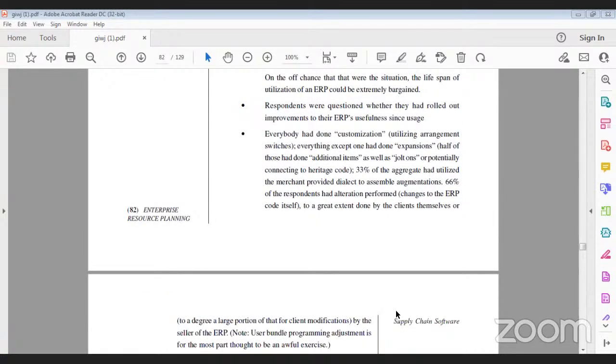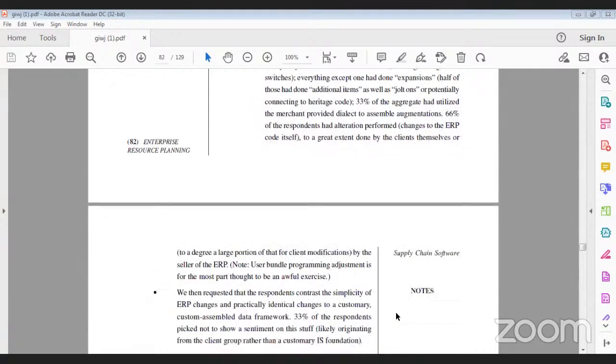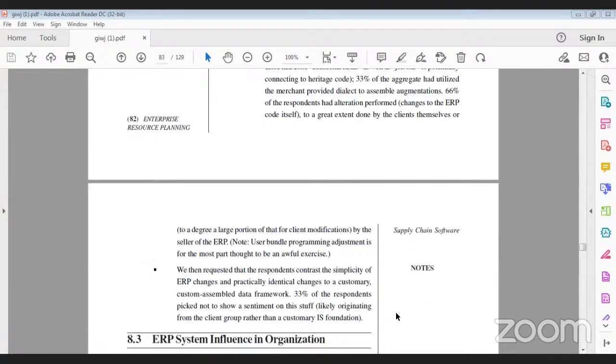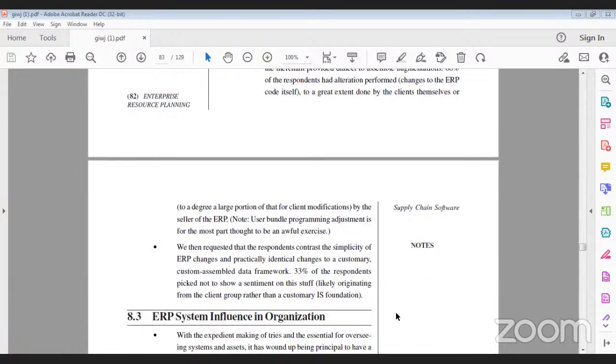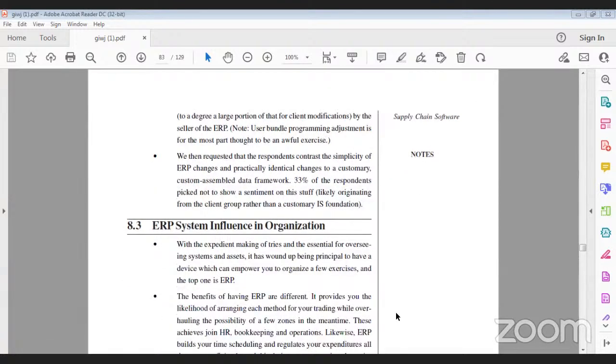Then next, we requested the respondents to contrast the simplicity of ERP changes with comparable changes to customer-assembled data frameworks. 33% of the respondents chose not to show sentiments on the staff likely organized from the client group rather than the customary IS foundation. The next point is ERP system influence in the organization.